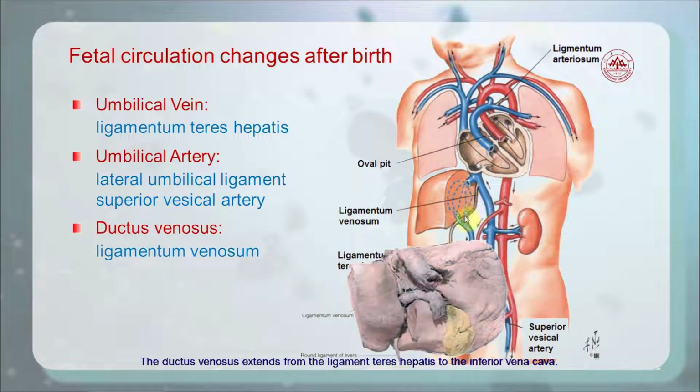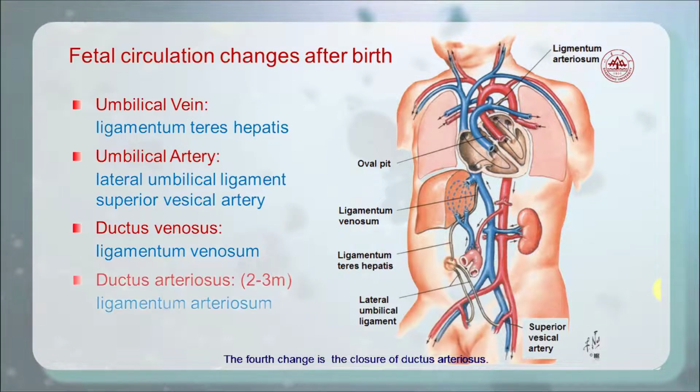Ductus venosus extends from the ligamentum teres hepatis to the inferior vena cava. After birth, it's also obliterated and forms the ligamentum venosum, lying between the portal vein and inferior vena cava. The fourth change is the closure of the ductus arteriosus.